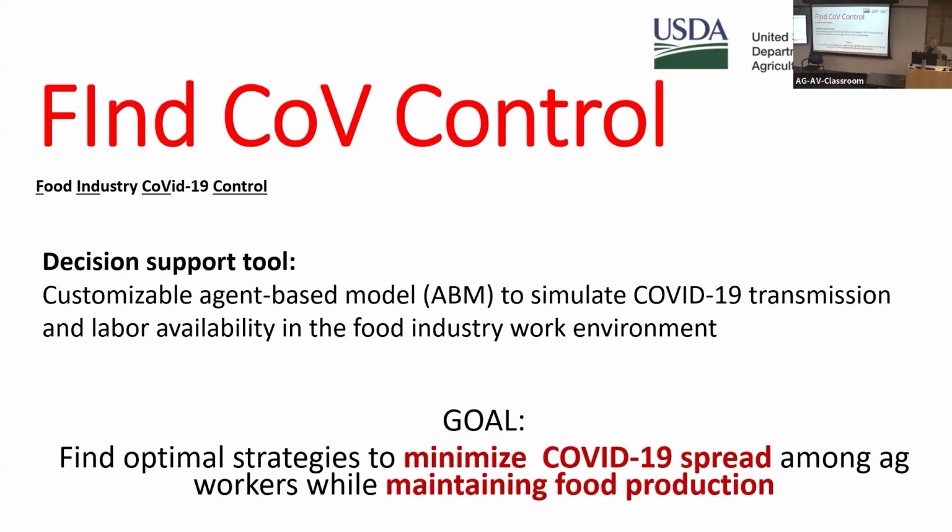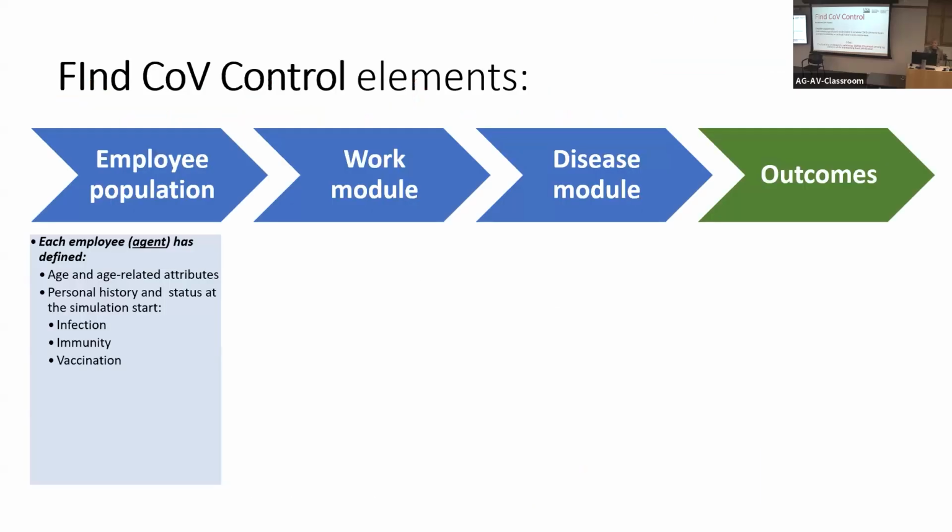The goal of this model was to find optimal strategies to minimize spread of infection at work while maintaining food production. So it's actually a hard problem. You have to be able to maintain food production, but you also have to prevent people from getting sick. How do we do it? So here's how our agent-based model looked.